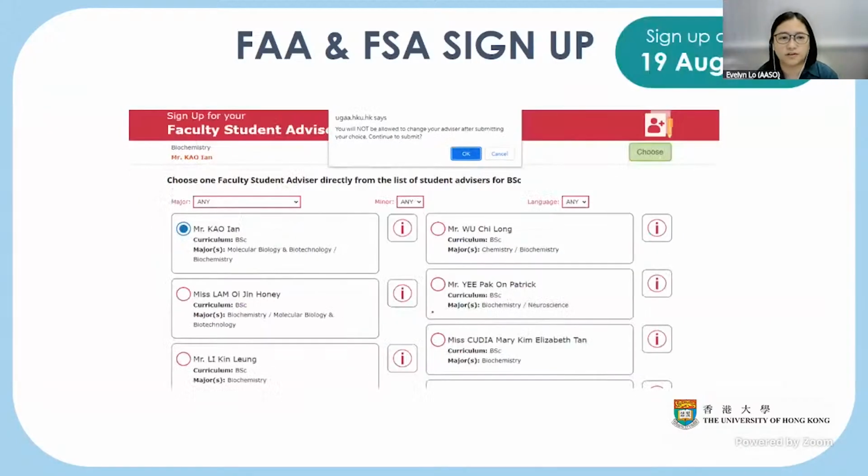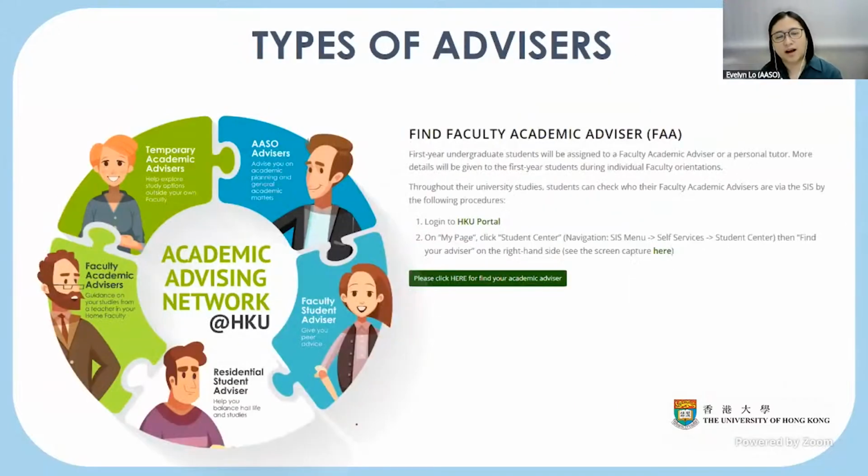Same thing for student advisors. You could check the I button here for more information about the student before choosing. And note that the sign-up is first come, first served. So if you want a very famous professor to be your faculty advisor, you might have to start when the sign-up begins.